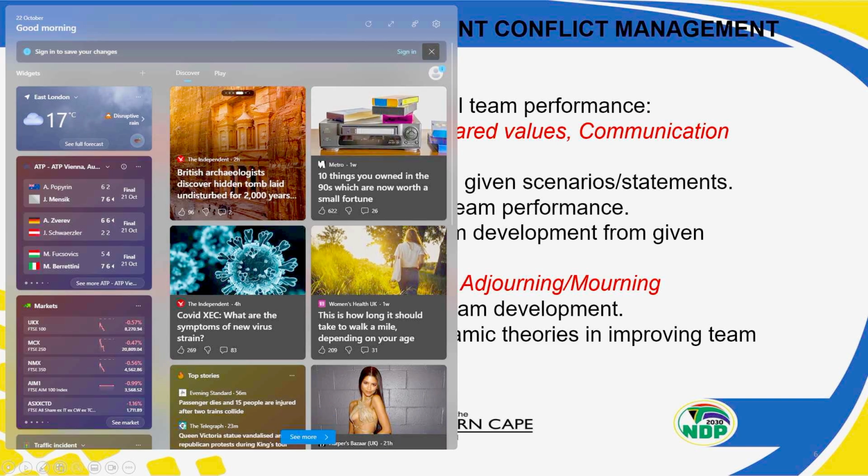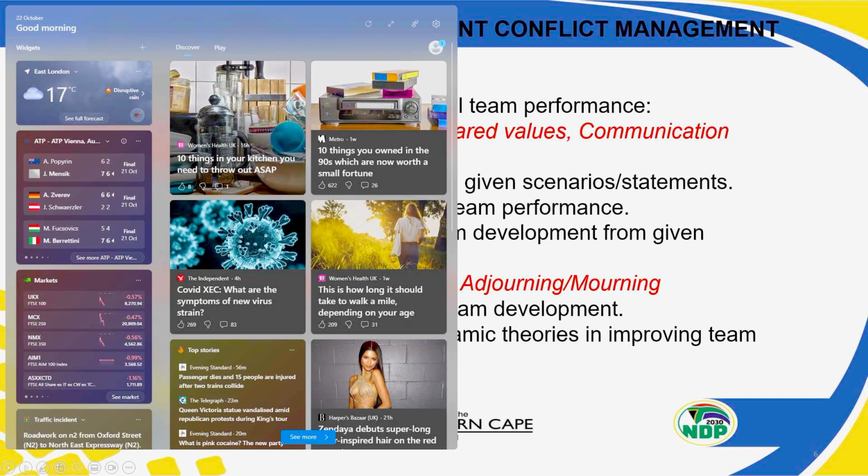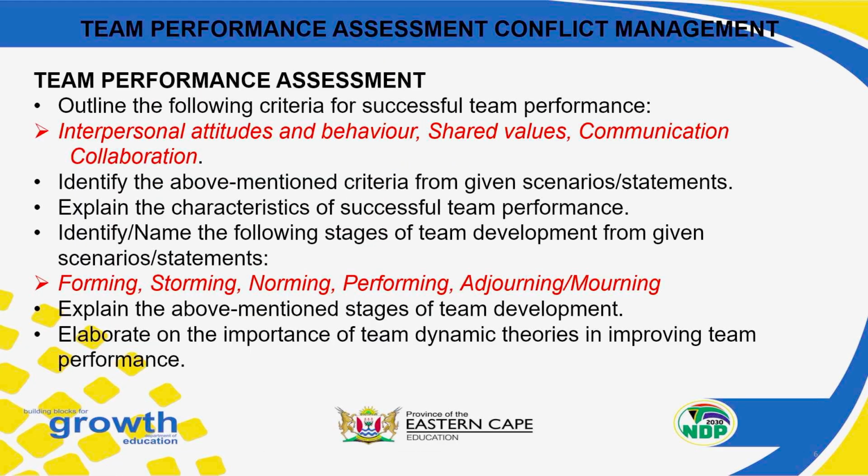Then let's move to identifying the above mentioned criteria from the scenario. It depends on how it will appear on the paper. You outline, then you identify from given scenarios.